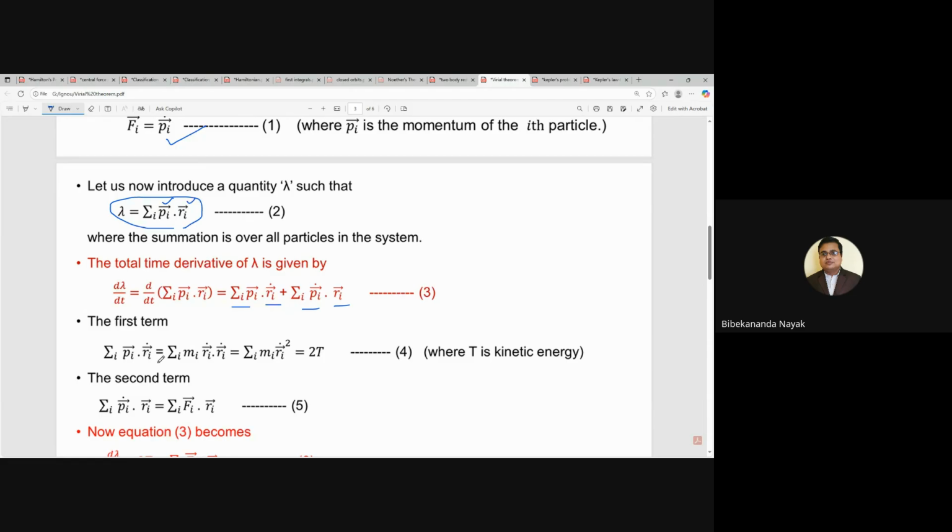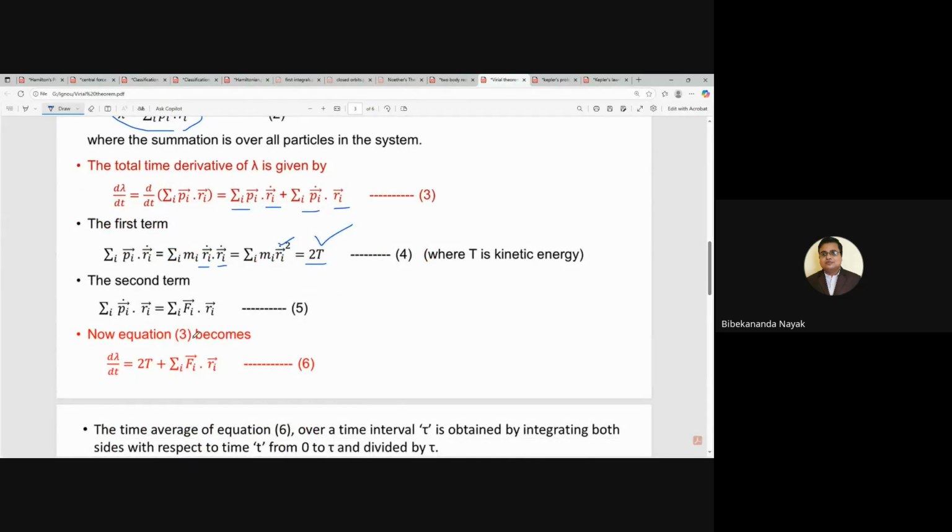Okay. Then the first term, pi dot Ri dot, is equal to mass into velocity, mi into Ri dot. But with velocity Ri dot the same vector, its multiplication will be mi Ri dot square. But we know half mi Ri dot square is kinetic energy, so it is nothing but twice the kinetic energy. Again the second term, pi dot dot Ri, but pi dot is Fi, so it is Fi dot Ri. So finally we got d lambda by dt is equal to 2T plus summed over i Fi dot Ri. Is it not?